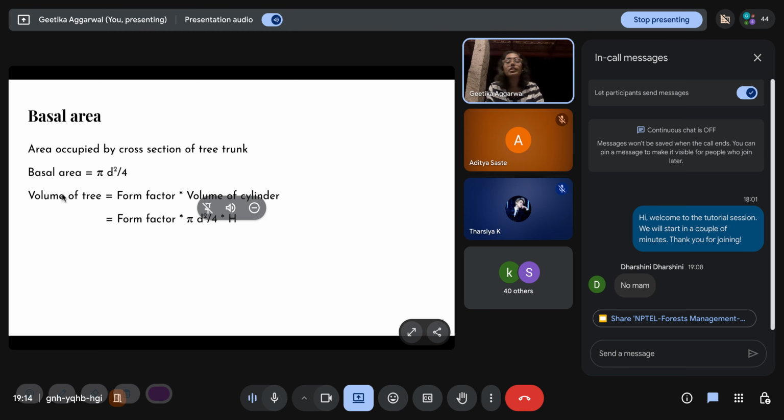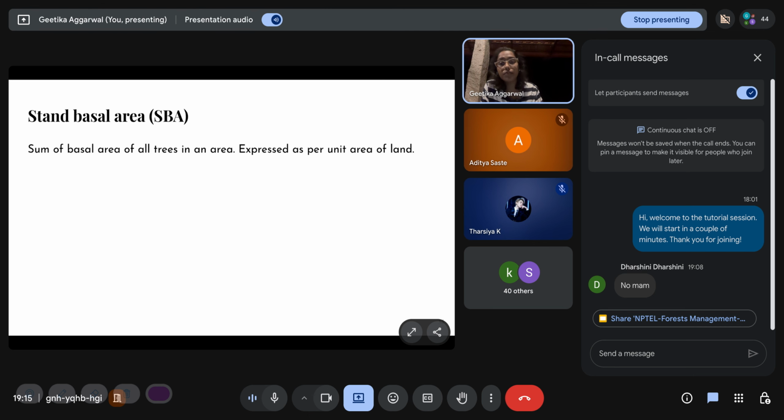So basically, here you can see we're saying volume of the tree is form factor into volume of the cylinder. We discussed earlier, form factor is a single number which represents the form or the shape of the tree. Form factor is volume of the tree divided by volume of a cylinder of the same height and basal diameter. So volume of the tree is given by form factor multiplied by the volume of the cylinder. So this is basal area and this is the volume of the tree. Basal area is used in calculating the volume of the tree.